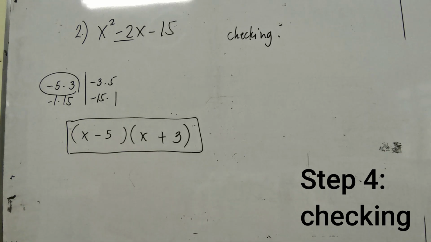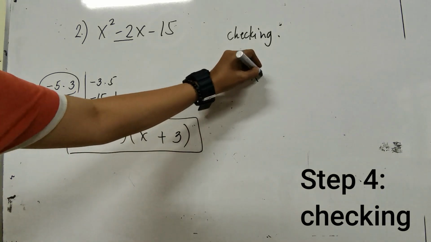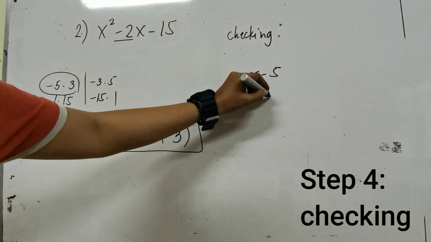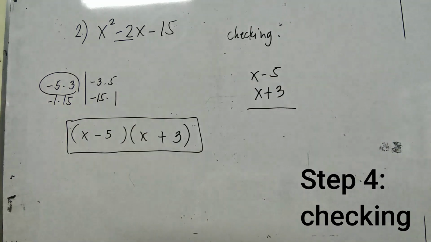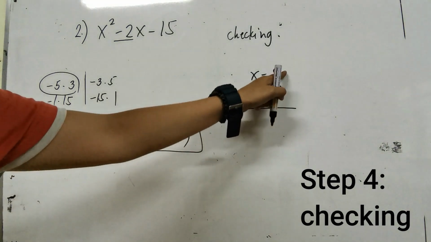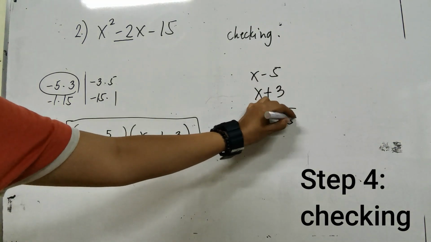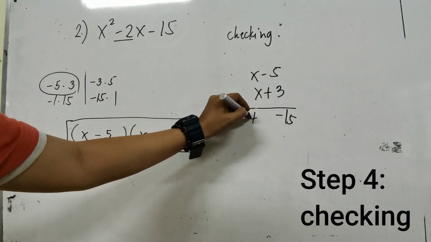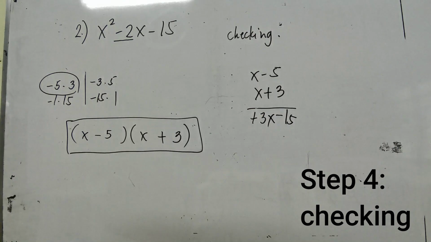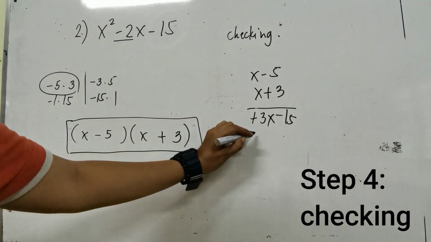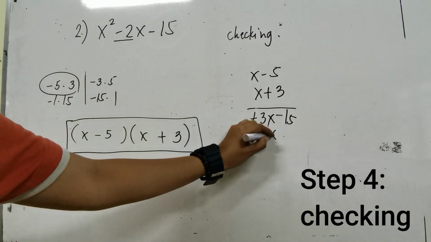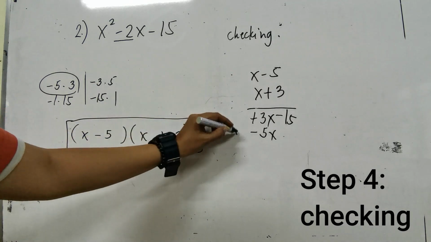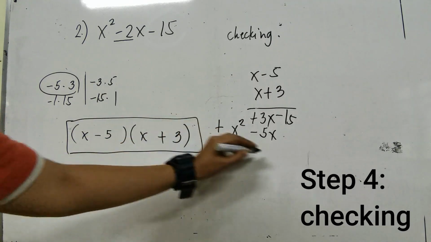So, ginagawa lang natin yung step 4 for us to make sure tama ba yung sagot natin o hindi. So, x minus 5, then x plus 3. So, 3 times negative 5 is negative 15. Then, 3 times x, positive pareho, so positive 3x. Next, x times negative 5 is negative 5x. X times x is x squared.